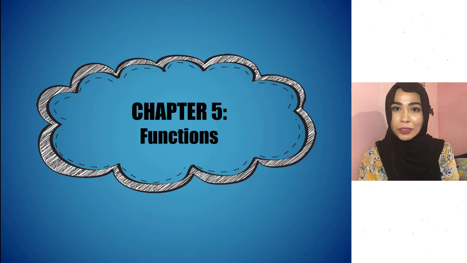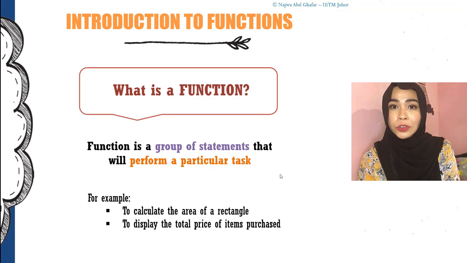Today we'll be moving on into our next chapter, chapter 5, which will be on functions. We have covered the different types of control structures, including sequential control structure, selection control structure, and repetition control structure. So today we'll be going into functions. What exactly is a function?